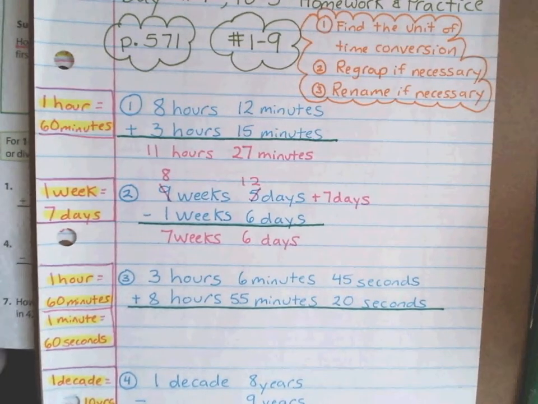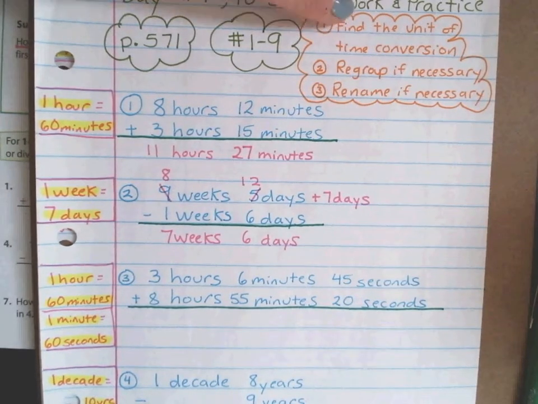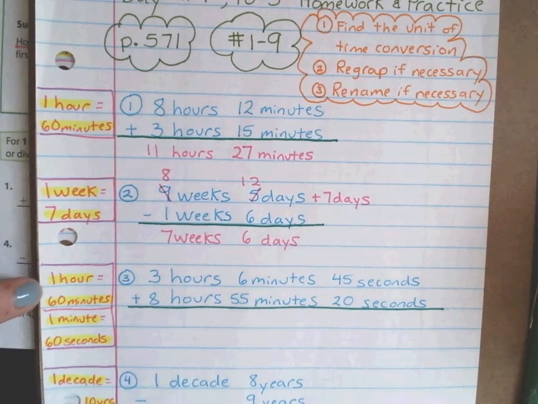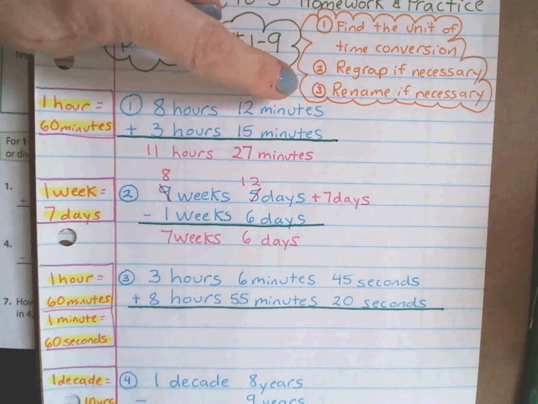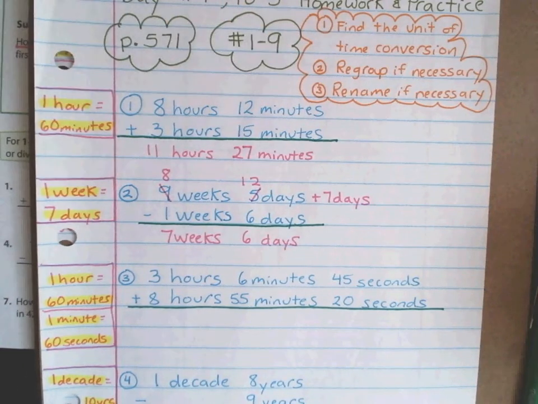Okay, so I'm going to first find my unit of time conversion, and I need 2 of them this time. So I need 1 hour equals 60 minutes, and 1 minute equals 60 seconds. So I want you to pause the video, and this is adding, so go ahead and add everything up, and then we're going to be talking about specifically step number 3, renaming if necessary.